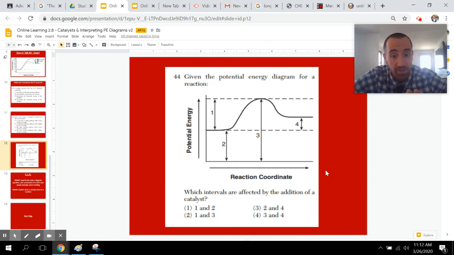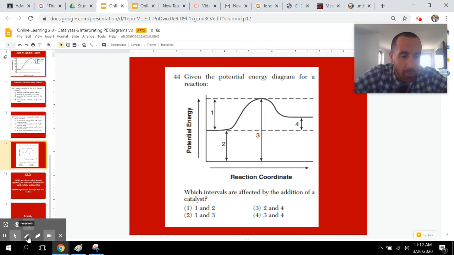All right, so this is a very good question. What gets changed when you add a catalyst? So take a minute and, again, think about that. There's a couple of ways to tackle this.